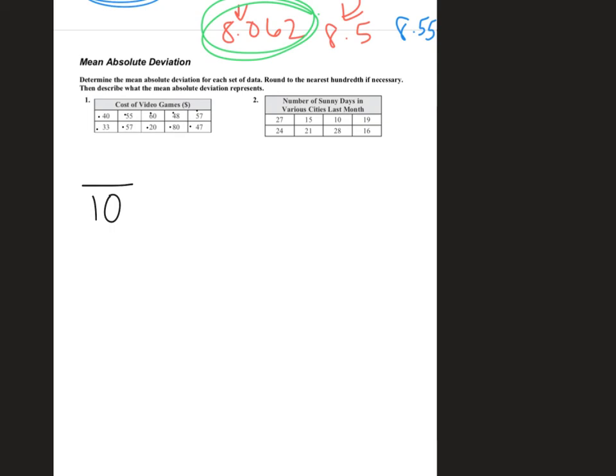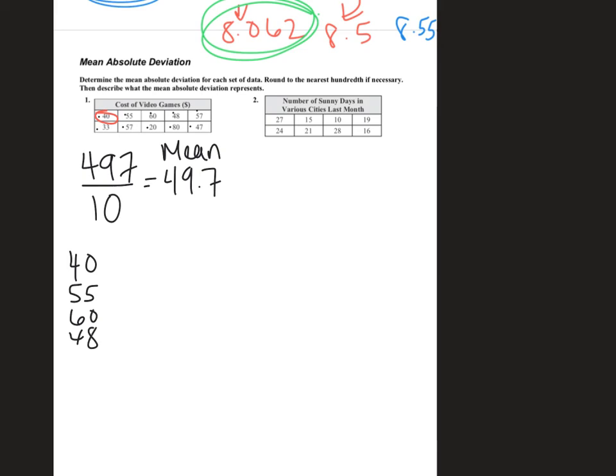So we're going to have to find the sum of all those, and we're going to divide by 10. So when I add all these up, the sum is 497. So if I divide 497 by 10, then I get 49.7. So that's our mean. Our mean is 49.7. Next, we're going to have to go through each number and find the absolute difference between each one of these numbers and the mean. So we'll start off with that 40. I'm going to write all the numbers here on the side. 40, 55, 60, 48, 57.